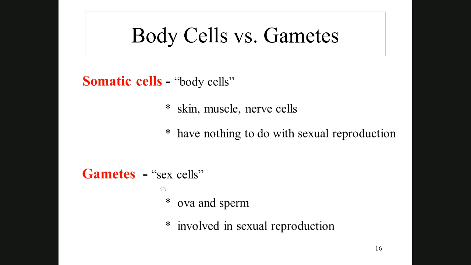Gametes only have, each one of them has one set of chromosomes. The ova have a set from 1 to 23, and the sperm have a set from 1 to 23. So they're what we call haploid cells. They only have one chromosome set, which let's look on the next slide or two and we'll still see that.